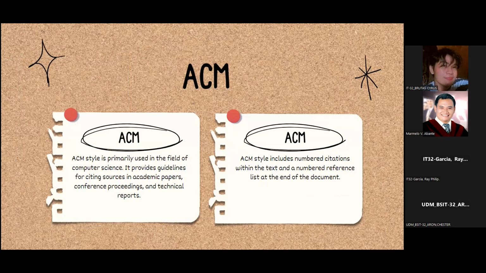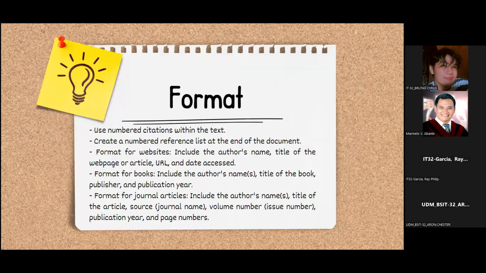It provides guidelines for citing sources in academic papers, conference proceedings, and technical reports. ACM style includes the numbered citation within the text and the numbered reference list at the end of the document. So ACM means Association for Computing Machinery. Next slide, please. So in format, it uses numbered citation within the text.